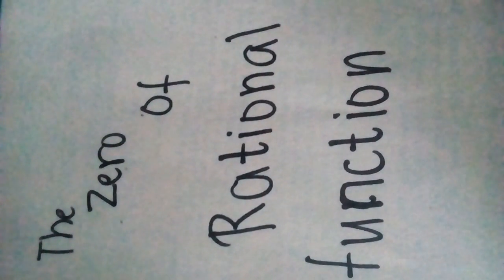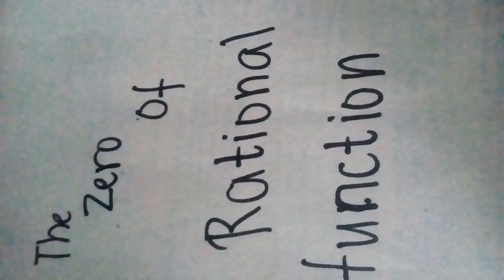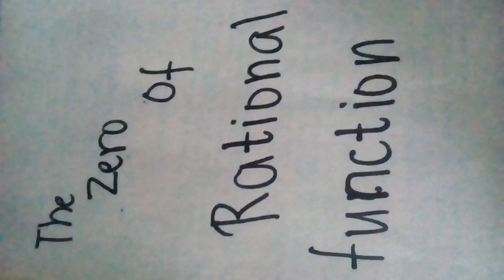In finding the zero of rational functions, there are four steps that we need to follow, and here are those steps. Step 1. Factor the numerator and the denominator of the rational function if possible. Step 2. Identify the restrictions of the rational function that make the numerator and the denominator equal to 0. Step 3. Identify the independent variable that make the numerator equal to 0.